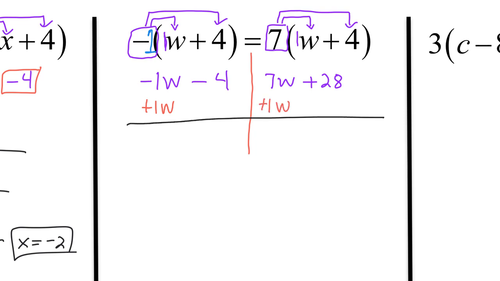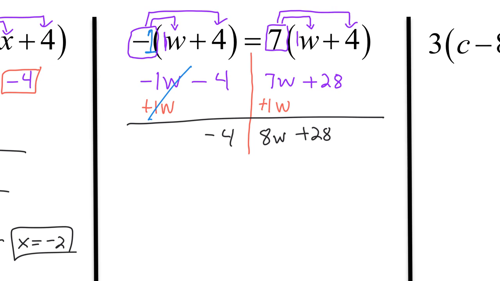So when that happens, we know this right here will cancel. Negative 1 plus 1, 0. Negative 1w plus 1w, 0. They cancel. I'm going to bring down the negative 4. And on the other side, 7w plus 1w, that's 8w. And I'm going to bring down the plus 28. So we do have a variable on one side. It is on the right side, which is fine, but we only have one variable on one side, and that's what we want.